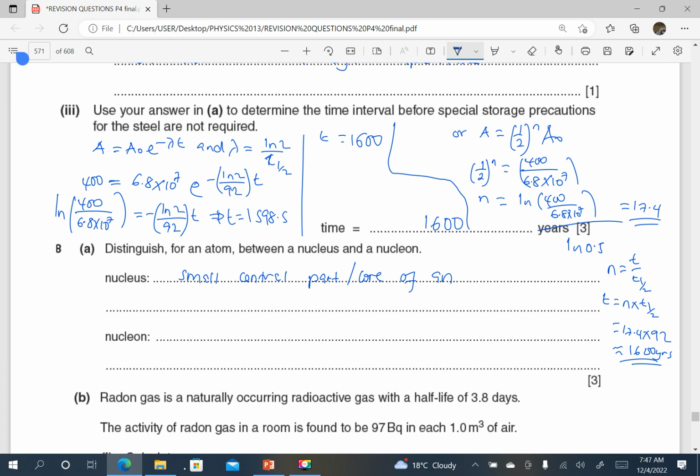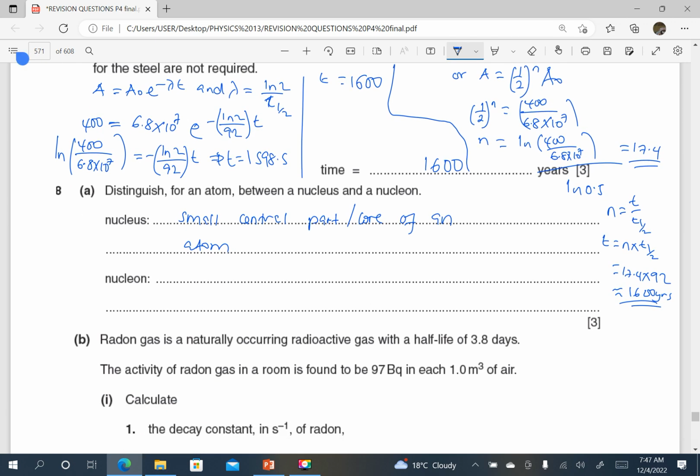It's the core of an atom. That is the nucleus. Then a nucleon. I've been saying a nucleon are those particles which reside inside the nucleus. These are the protons or a neutron contained within a nucleus.